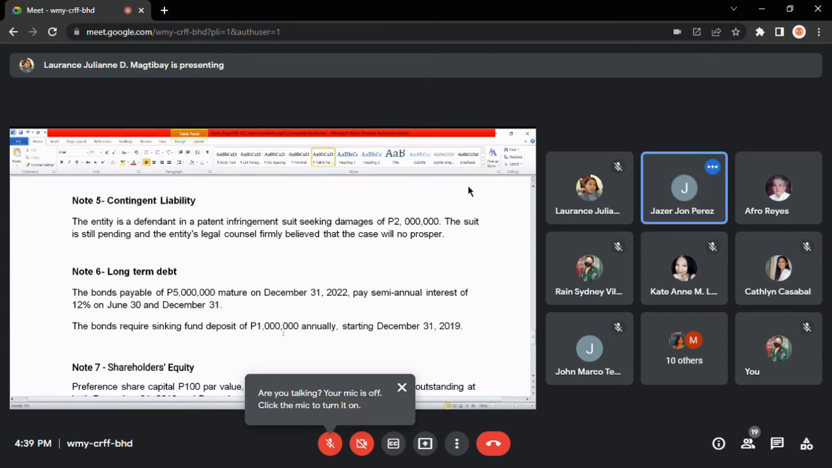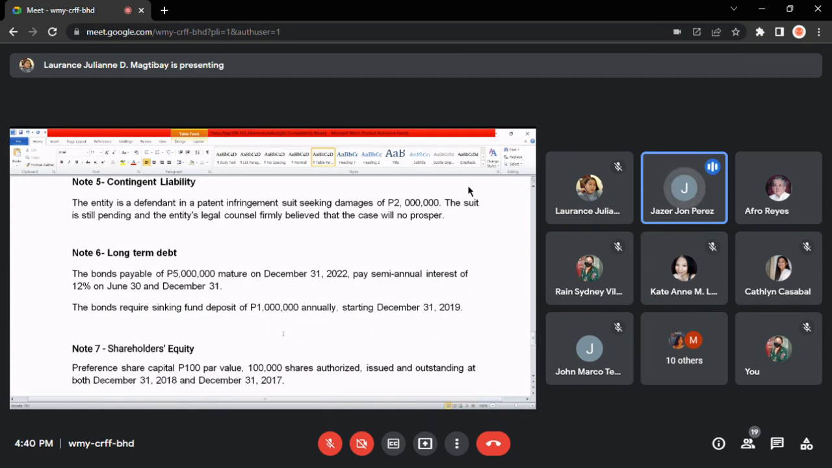And for the Note 6, long-term debt, the bonds payable of 5 million pesos mature on December 31, 2022, and pay semi-annual interest of 12% on June 30 and December 31. The bonds require a sinking fund deposit of 1 million pesos annually starting December 31, 2019.